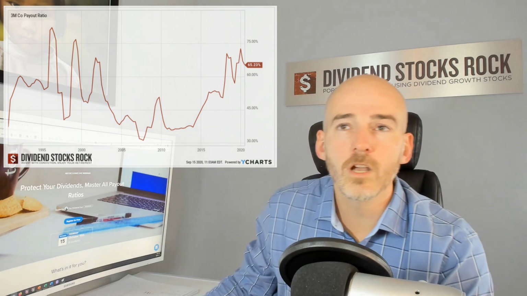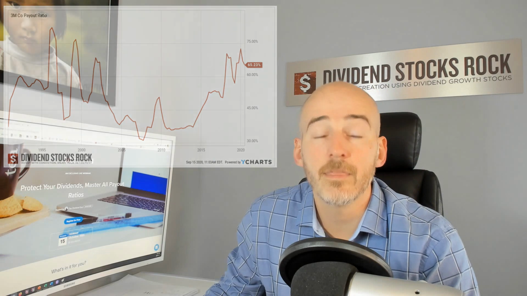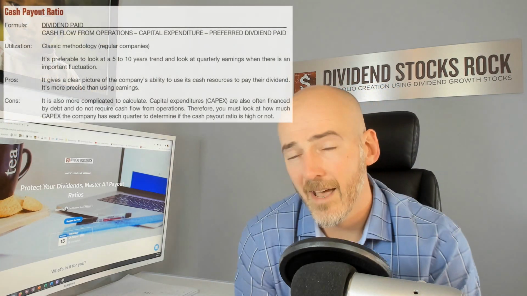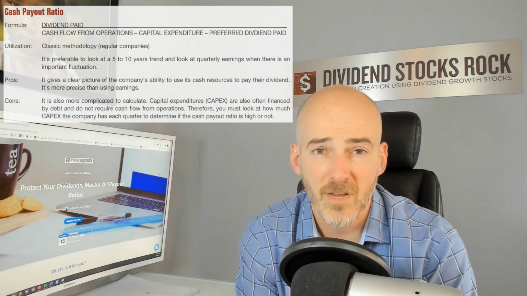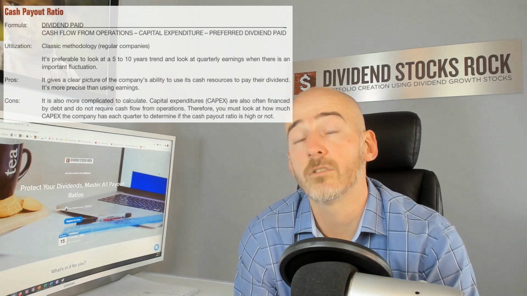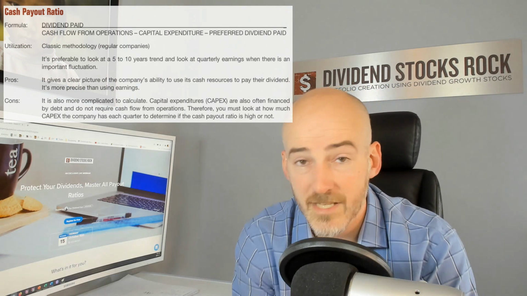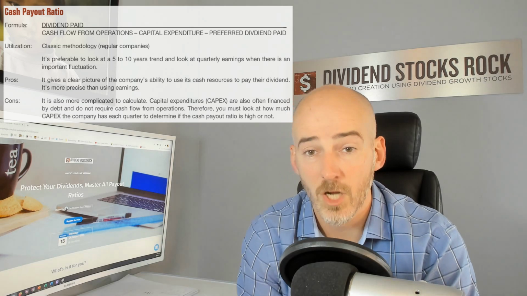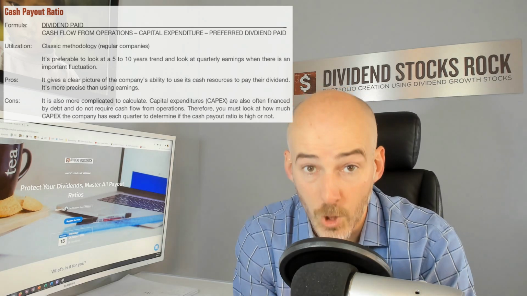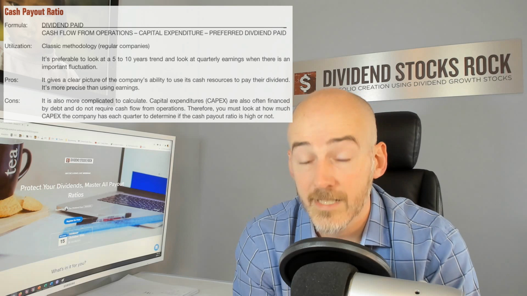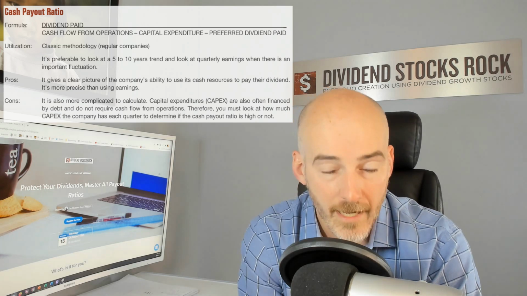Now, moving on to the next category: the cash payout ratio. If I have the choice between the dividend payout ratio and the cash payout ratio, I will use the cash payout ratio right away, because it tells me the ability of the company to use cash flow to pay dividends. Basically, it's really the cash in their bank account.